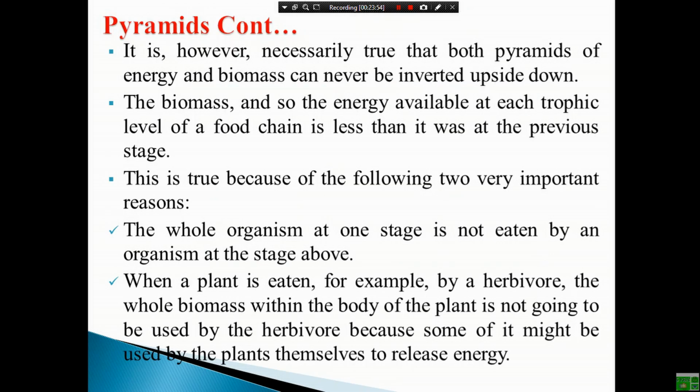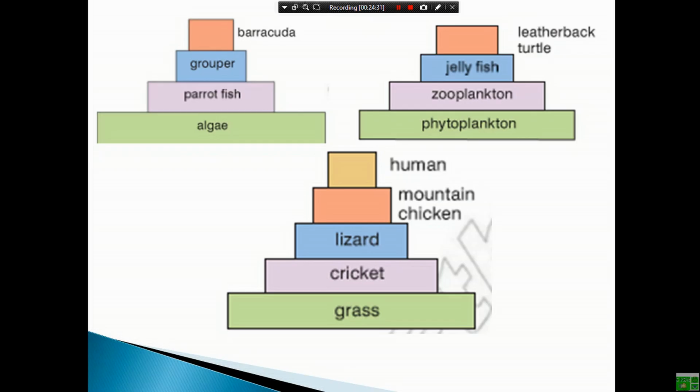It is, however, necessary to know that both pyramids of energy and biomass can never be inverted upside down. The biomass, and so the energy available at each trophic level of the food chain, is less than it was at the previous stage. This is true because of two very important reasons. The whole organism at one stage is not eaten by an organism at the stage above. When a plant is eaten by a herbivore, for example, the whole biomass within the body of the plant is not used by the herbivore, because some of it is used by the plants themselves to release energy. These are the pyramids and how they look.